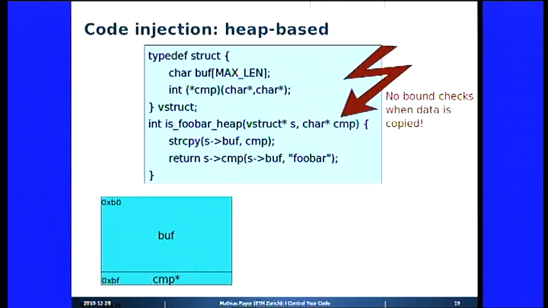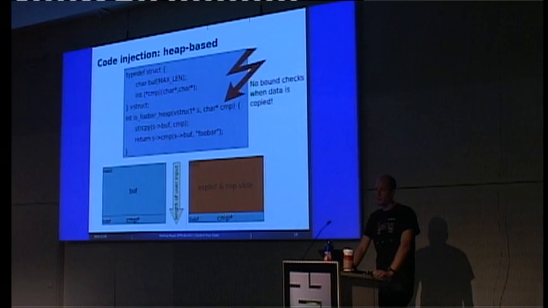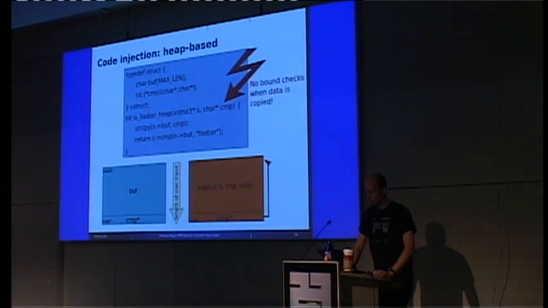So the struct looks as follows. We have the buffer and we have the compare function pointer. The user data is copied from top to bottom. And if we execute it in a malicious context, we first override the buffer with our exploit and a nice little NOP slide, and we will then override the function pointer so that it points back into our exploit code or somewhere into the NOP slide.